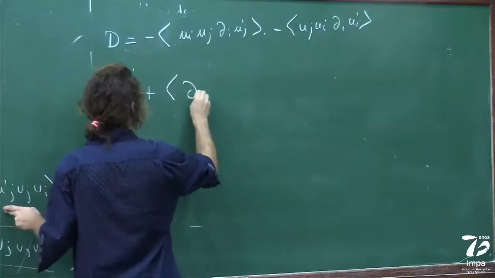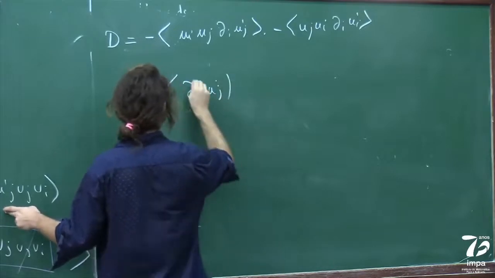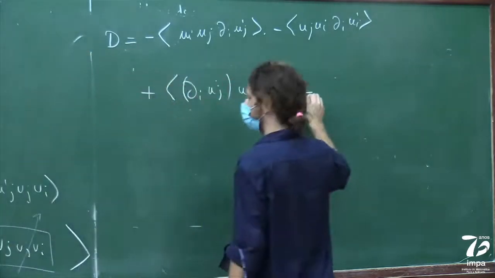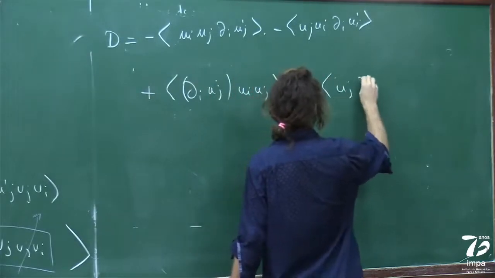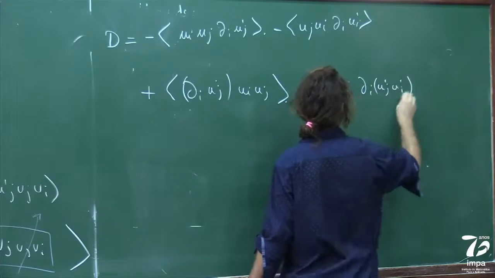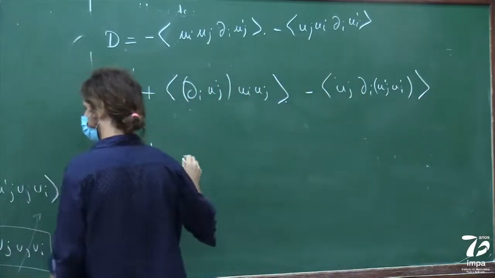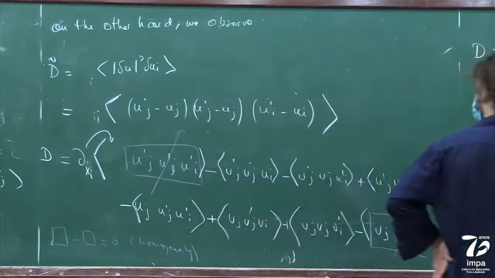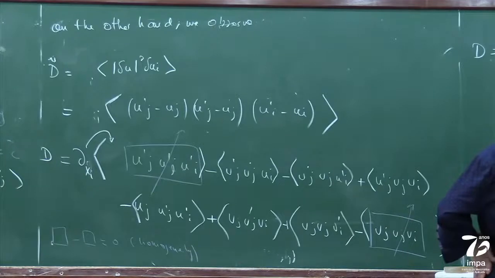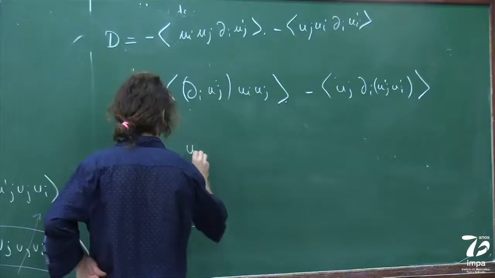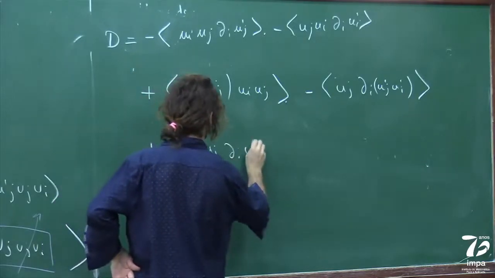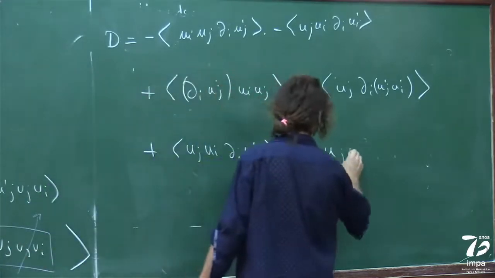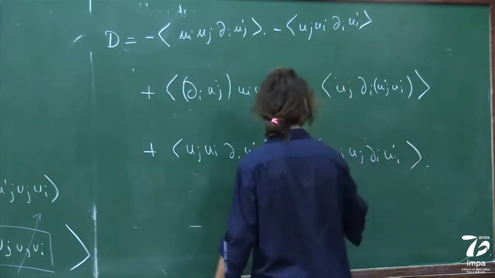Plus ui u prime j ui uj, and the other one minus uj di u prime j u prime i, plus uj ui di of u prime j, plus uj di of u prime i. Sixth term.